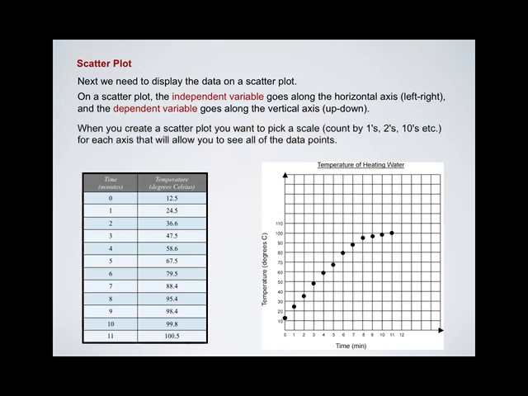When you create a scatter plot, you want to pick a scale. Scale means count by ones for each square, or twos, or tens, etc. for each axis that will allow you to see all of the data points. That means you're trying to use as much of the area as possible, but you're not running out of room to plot all your data.